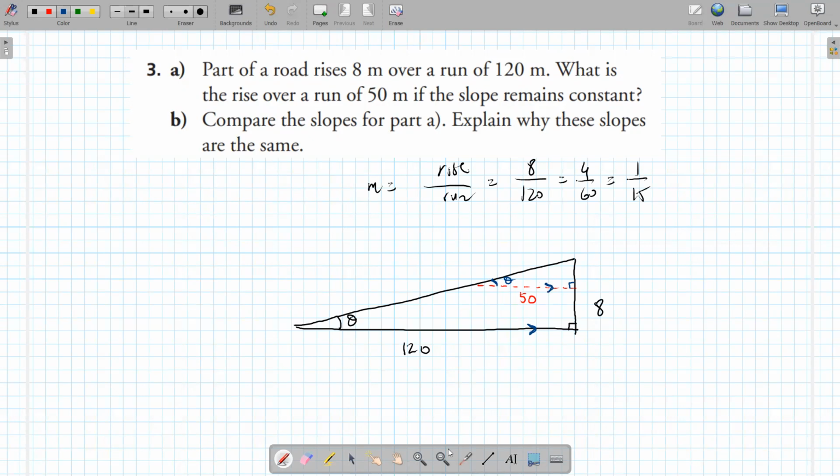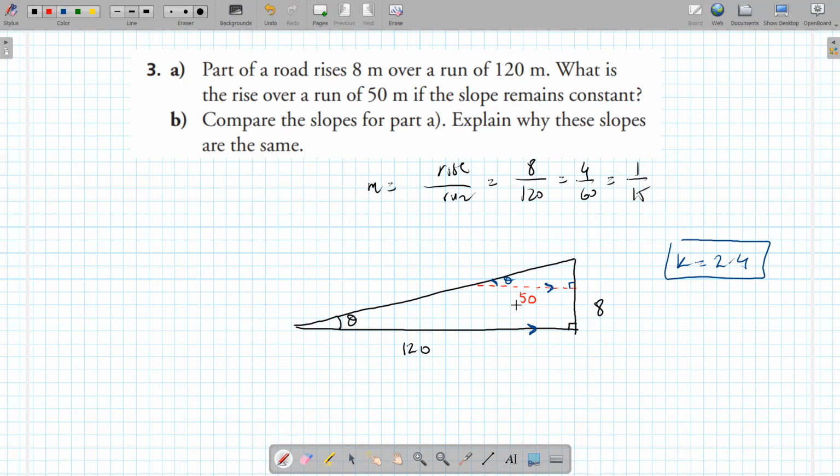So that means this angle and that angle down there are going to be exactly the same. If this is the case, what's our scale factor right now? We're looking at two similar triangles. It's 120 over 50, which is 2.4, I think. So our scale factor is 2.4.